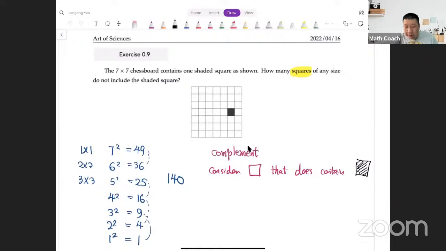the thing we do is think about it. How does a square look like, right? So let's draw a square that includes the shaded square. So the square would look like that. In order to determine a square, what shall we do? We can pick a point. So this is what we can consider. It's called the upper right corner.